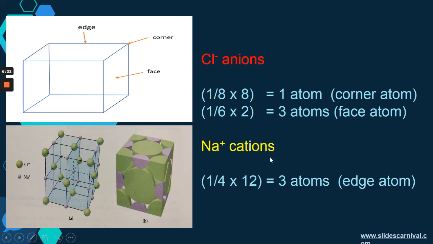So we know that for chloride anions we have 4 atoms, and for sodium cations we have 4 atoms in total from the corners, faces and edges. That is how we calculate the atoms for the sodium chloride unit cell.